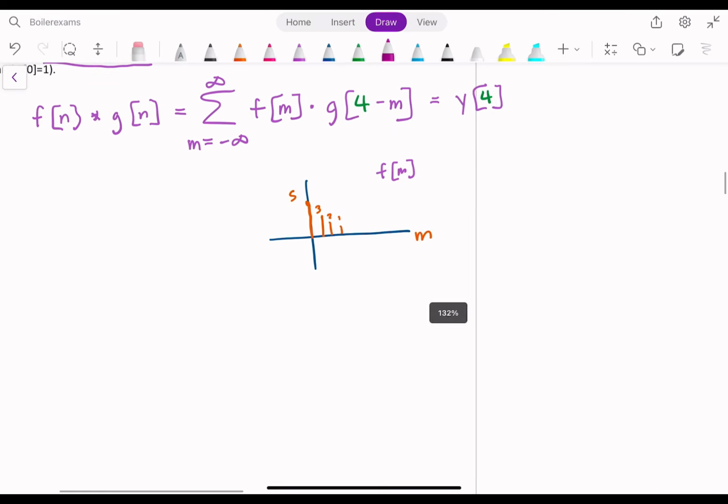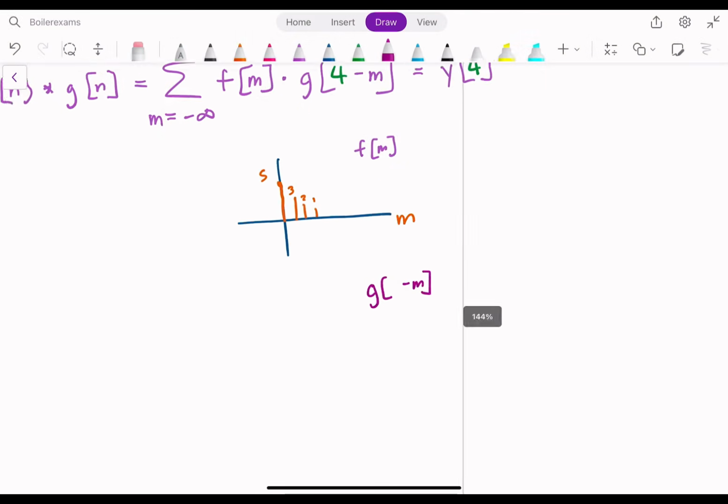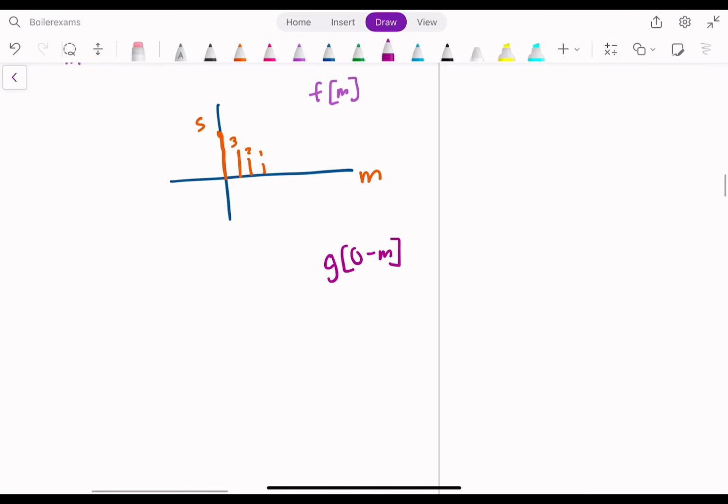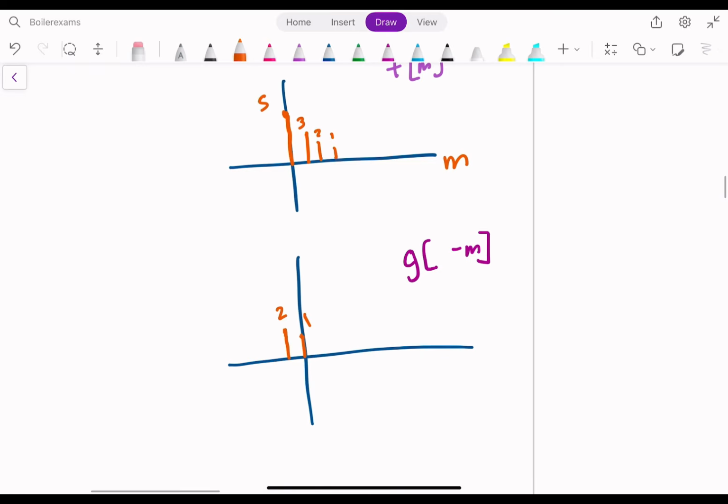And then what is g of 4 minus m? First, I want to visualize what g of negative m is. This would be if we had an n value of 0. It's just g of negative m, which means we're taking g of n and we're just flipping it on the m-axis. And so it's going to look something like this. At 0, we're going to have 1, and then 2 at negative 1, and then 3 at negative 2.